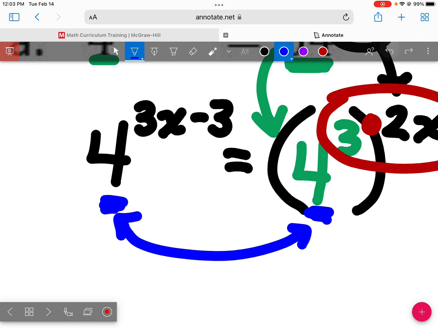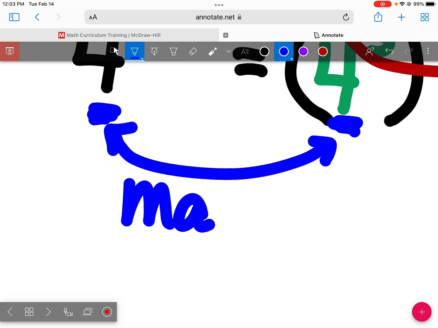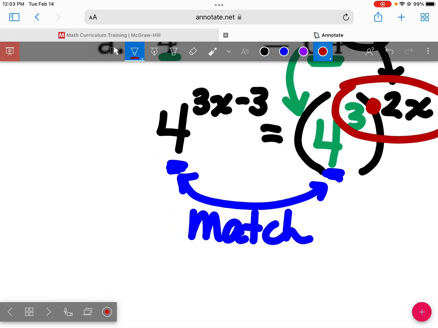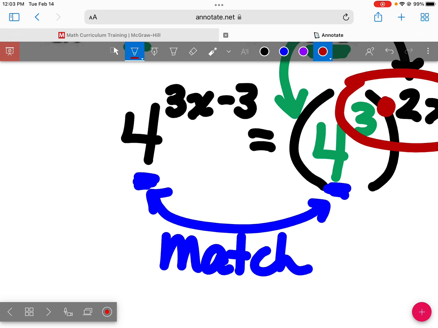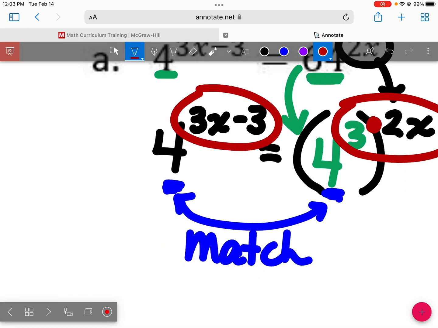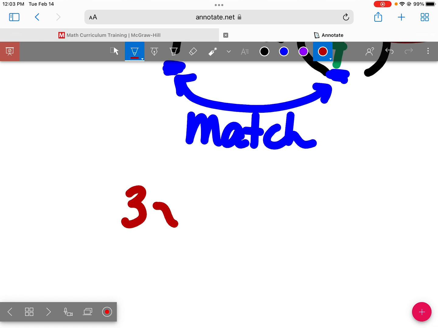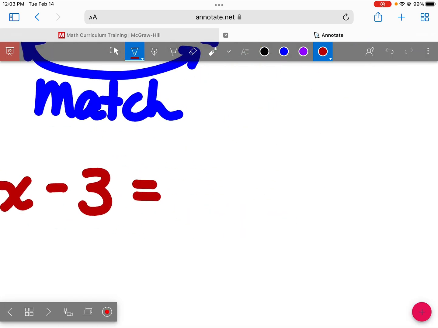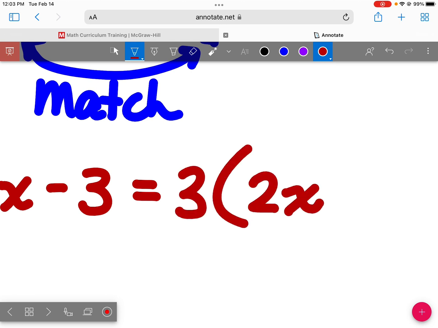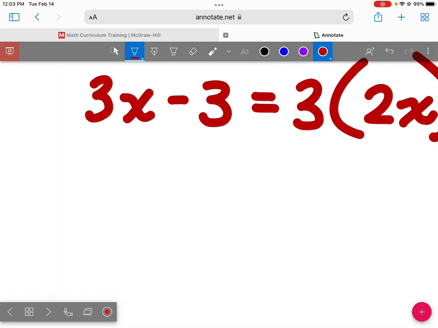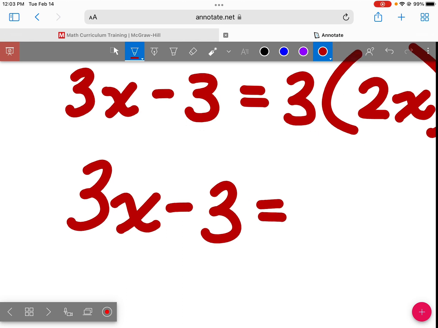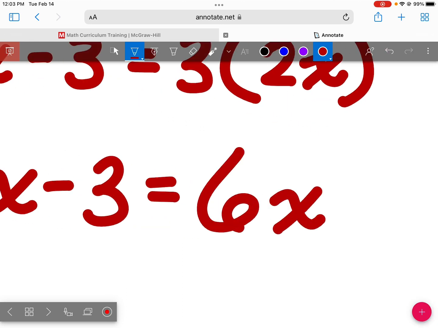Yes, that means my exponents are now equal. What's the exponent on the left? 3x minus 3. On the right, I have two exponents. We have the 3 that's on the inside of the parentheses, and we have the 2x that's on the outside of the parentheses. We have to multiply those together. So I have 3x minus 3 equals 6x.